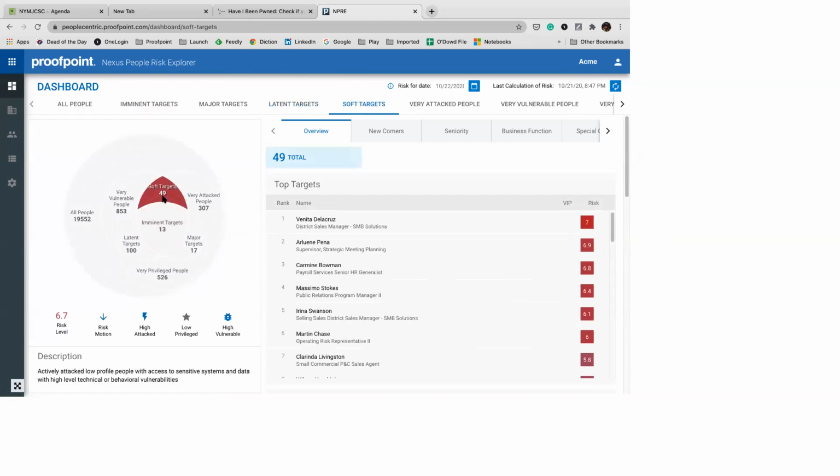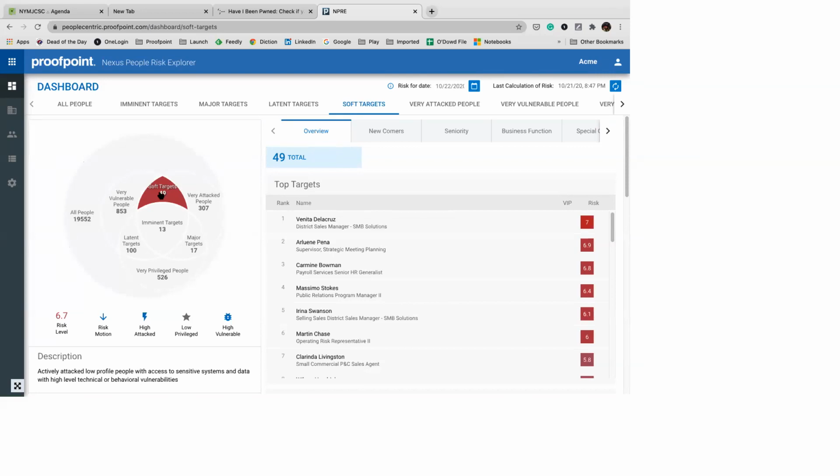And soft targets. So these are very attacked and vulnerable and may be attacked differently. So maybe not targeted attacks, but something more widespread. And they might not have as much privilege, but they still can have a corporate email and can be a backdoor into the organization.